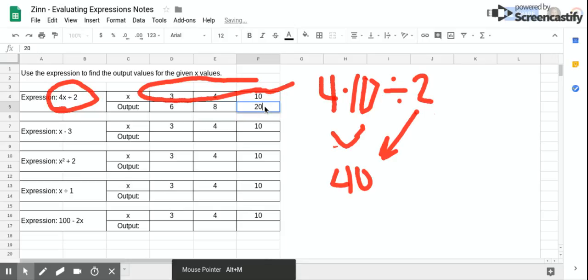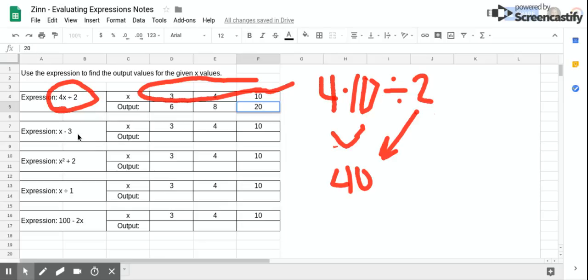So the numbers that you're putting in, the x values, the 3, 4, and the 10, those are called your inputs. And then the answers that you're getting, or the numbers that you're getting out after you solve it, are your outputs. So input and output. Input's the numbers you put in. Output is your final answer.